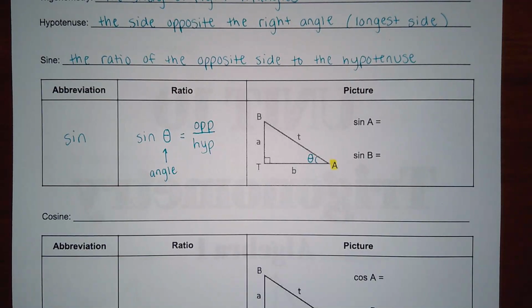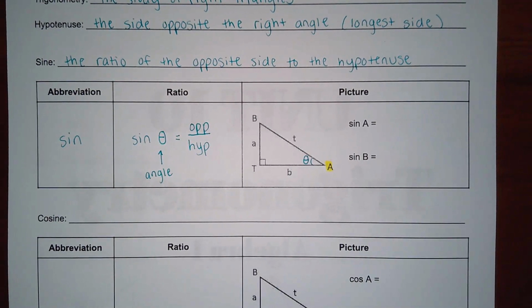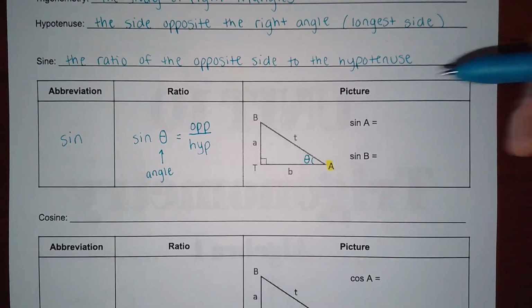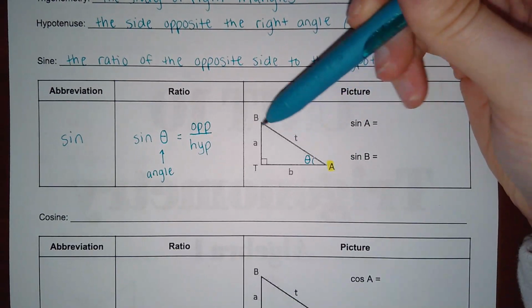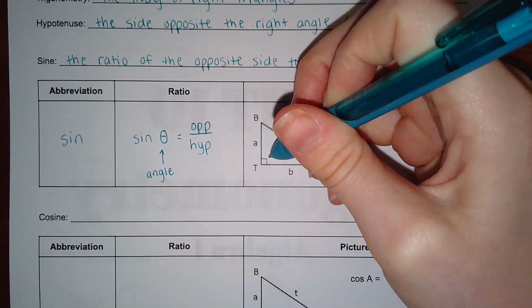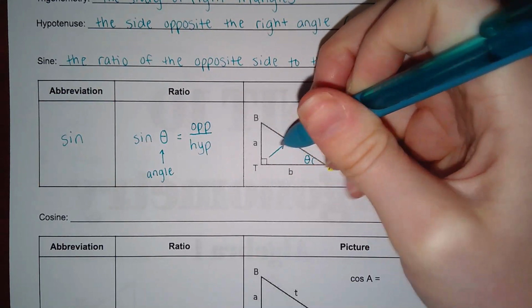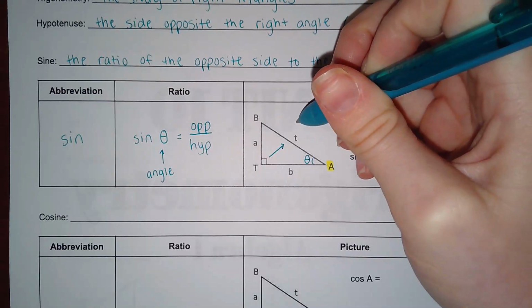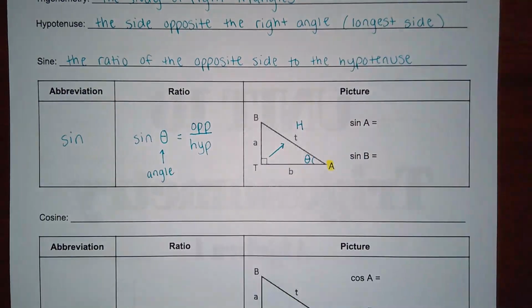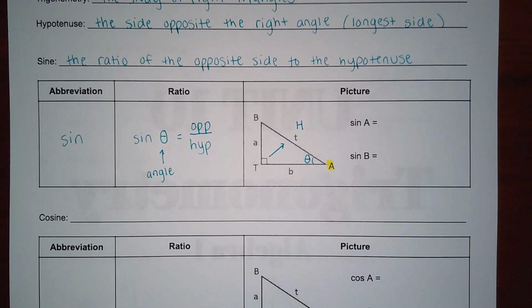Now, the first side I like to find is the hypotenuse. The hypotenuse is the longest side. It's also thought of as the side opposite the right angle. So if I go across the right angle, that's going to be the hypotenuse, and I'm just going to put an H there.